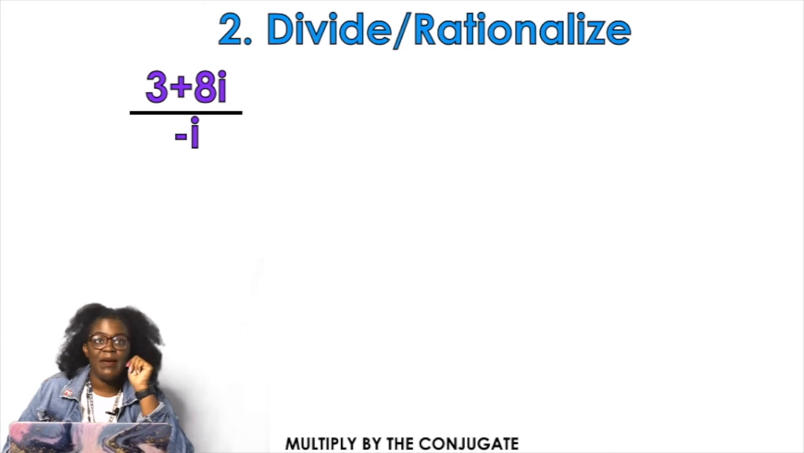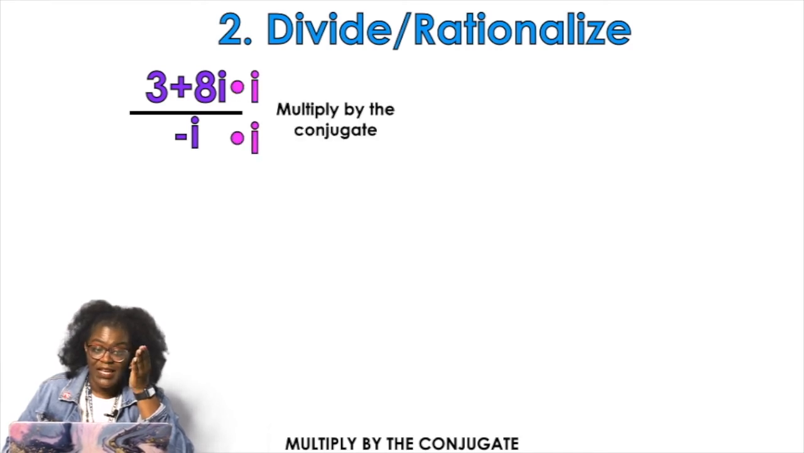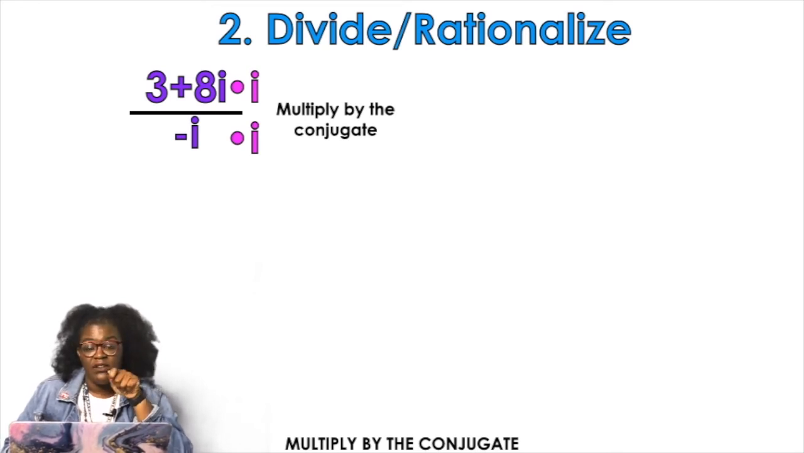So we're going to multiply by the conjugate. Tell me what the conjugate is. It's the opposite of the bottom. Good. Did you say yes? Very good. Multiply by positive i. You only want to multiply by the conjugate of the denominator, because we don't like radicals in the denominator. And remember, i is a radical, the square root of negative 1.